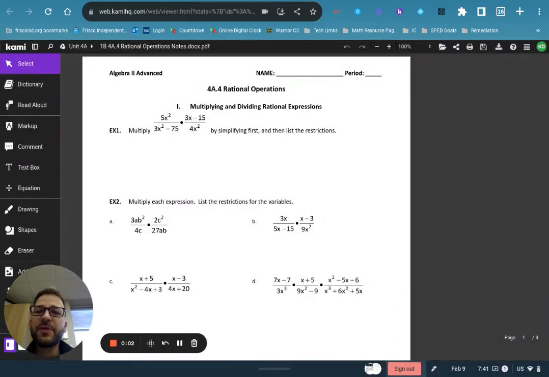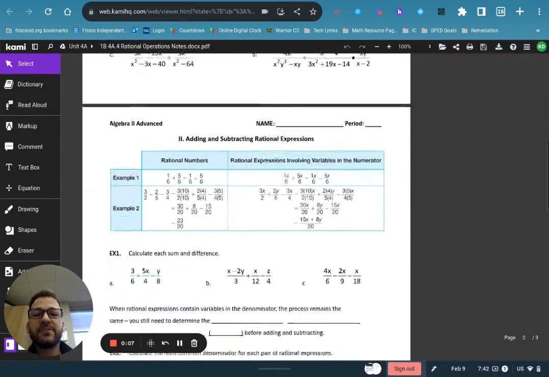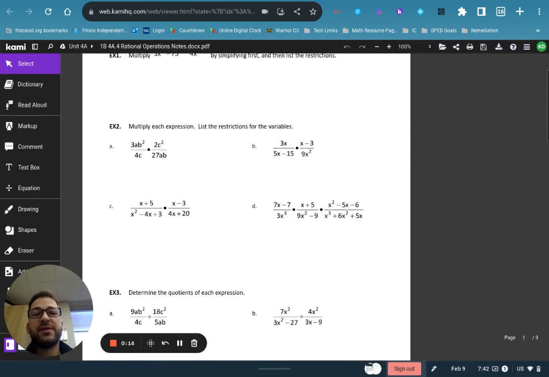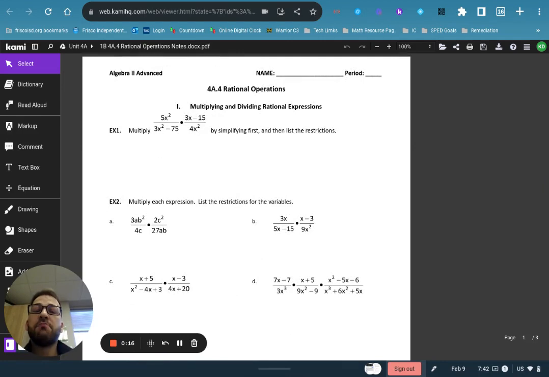All right, y'all. Today we're going to be talking through part one of rational operations. We're going to talk multiplying and dividing today, and then tomorrow, or next class, we're going to talk about adding and subtracting these rational expressions. So today we're going to focus on multiplying and dividing, and we're going to look at this first example.